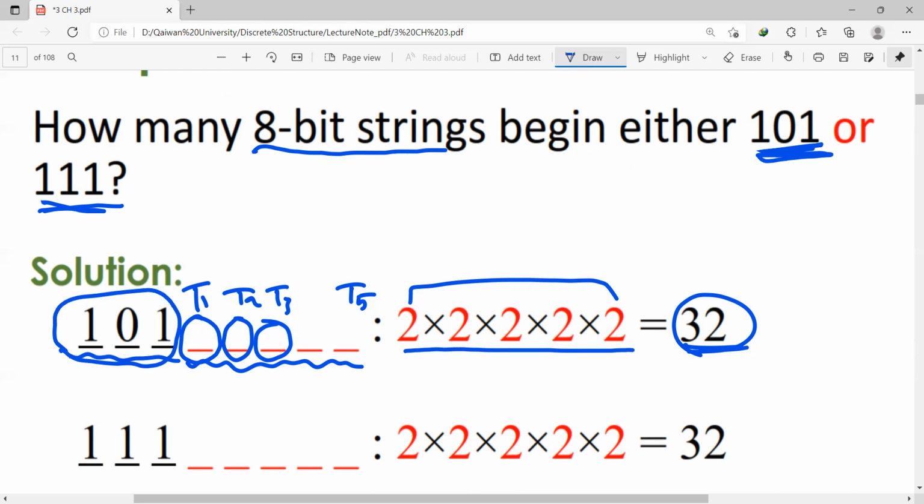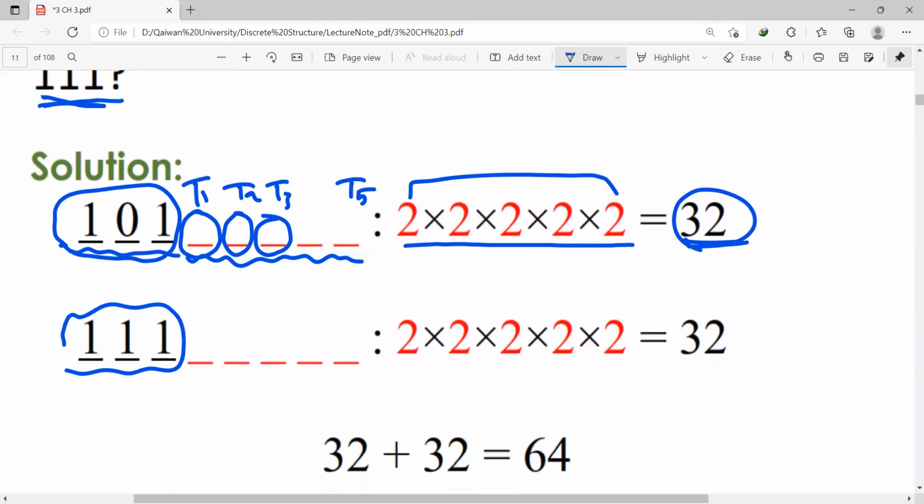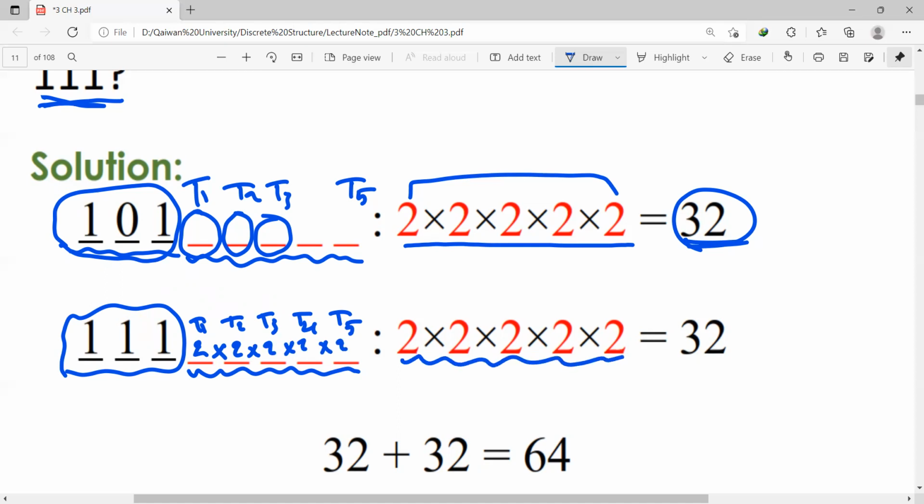So how about those which begin with 111? Triple ones. It's the same. Since here we have 5 successive tasks, T1, T2, T3, T4, and T5. For T1, we have 2 choices. It's either 0 or 1. That means we have 2. Since we have successive tasks, we multiply them, times 2, times 2, times 2, times 2. So we get 2 multiplied by itself 5 times, and we get 32 here also.